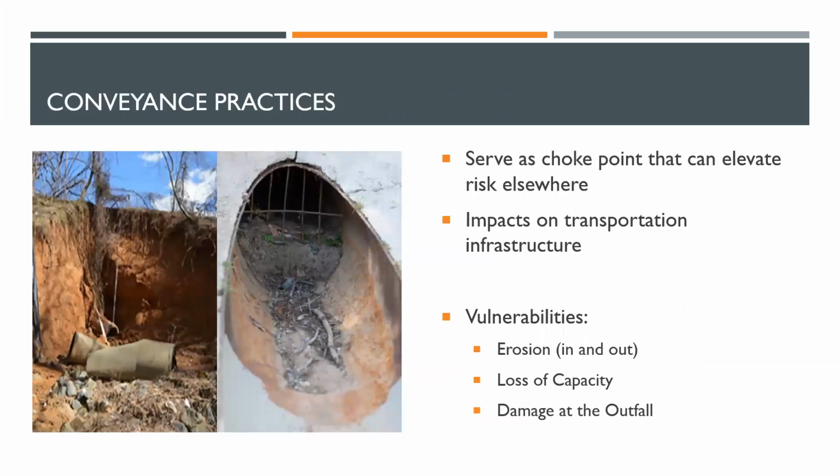So shifting to the next stage in our drainage network, looking at conveyance practices. These are a little bit different because a lot of these conveyance practices aren't in place for water quality purposes, but they are very closely associated with our transportation infrastructure. And in a lot of ways, vulnerabilities here can create problems for some of our BMPs that are meant for water quality, because they can serve as a choke point that elevates risk elsewhere.